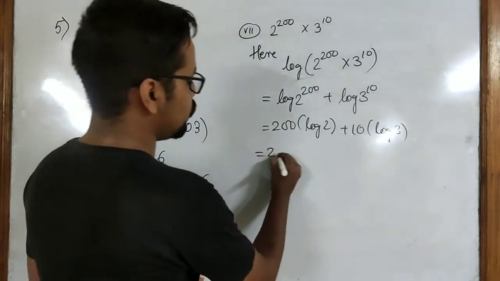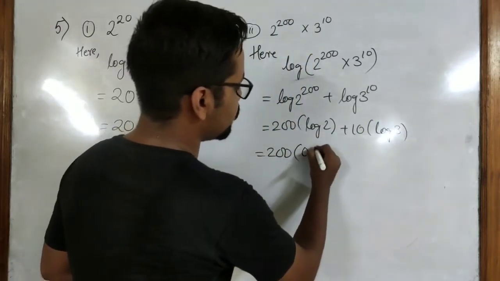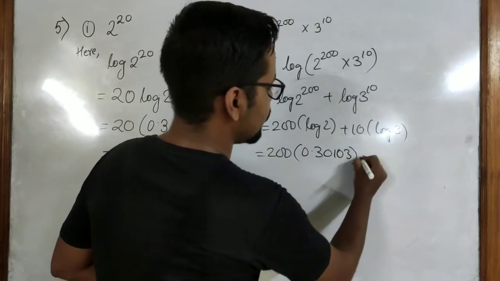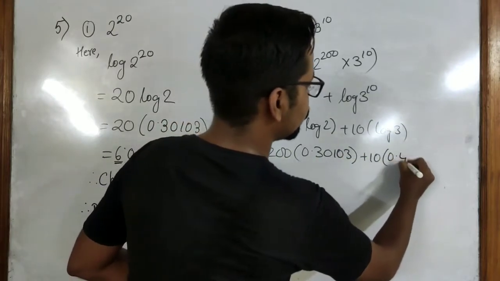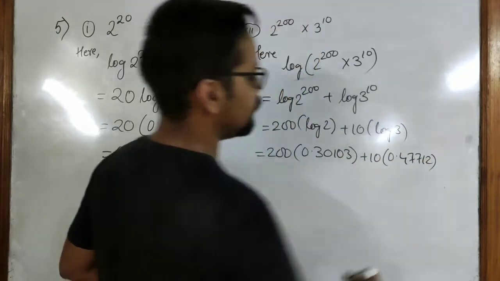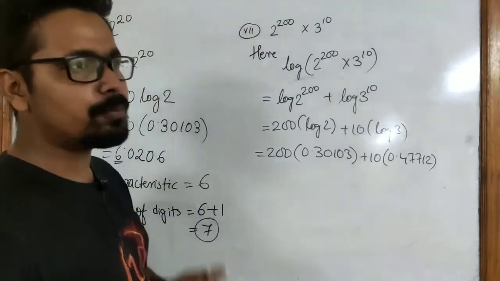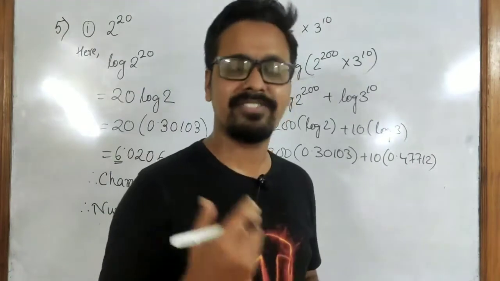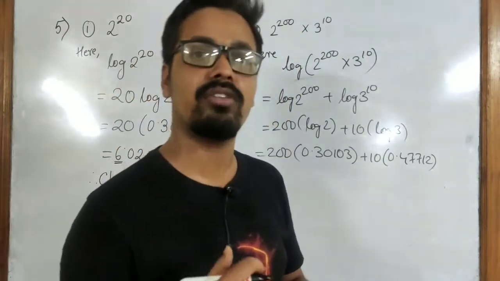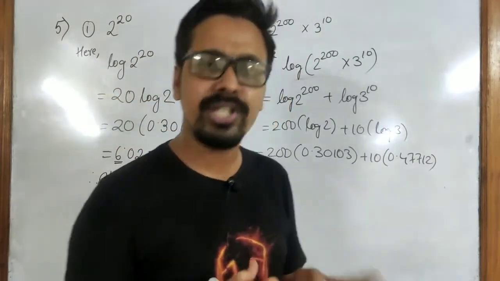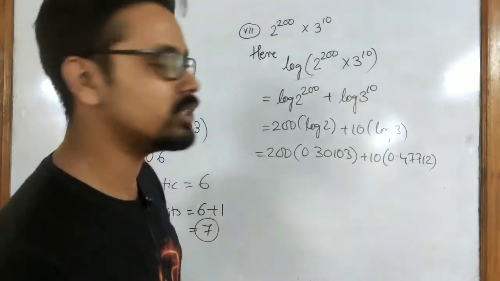What is the value? 200 into this value is 0.30103 plus 10 into 0.47712. If you don't know these values, take the log table and find it out. It is very easy, but I would prefer that you should try to remember a few values like log 2, log 3, log 5 and log 7. These are very commonly used values, so try to remember them. It will save you some time.